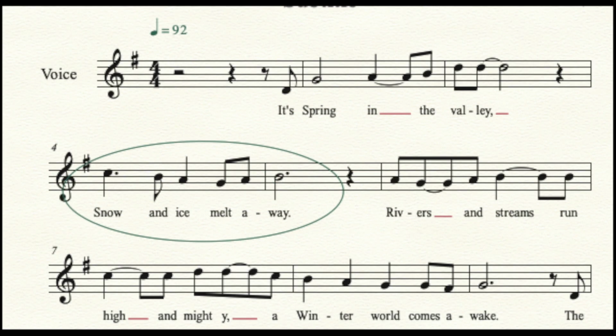Now that B there, I'm not going to really pay attention to it, because we call that a passing tone. When we get later on in music theory lessons, we'll talk about taking every single note and giving it a name so we can understand how it's functioning. But just understand that that's a note between the C and the A, and it goes by really fast. So the next note, the A, is another strong beat.